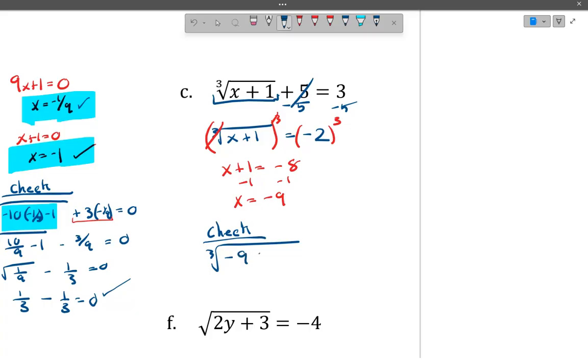The cube root of negative 9 plus 1 plus 5 equals 3. So the cube root of negative 8. The cube root of negative 8 is negative 2. When we add 5, that does indeed equal 3. So we have a valid solution of negative 9.